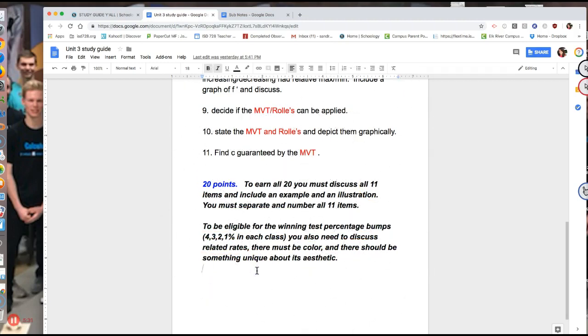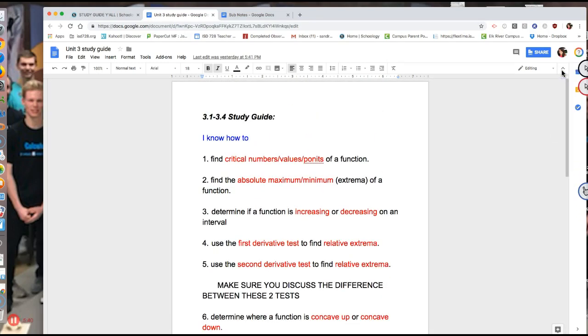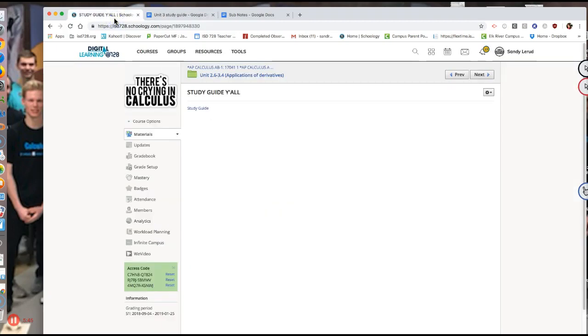but for those of you who wanted to get a little bit of a head start, I wanted to explain the study guide to you. The next thing I want to do is go over a couple from the packet and tell you which ones you are allowed to skip.